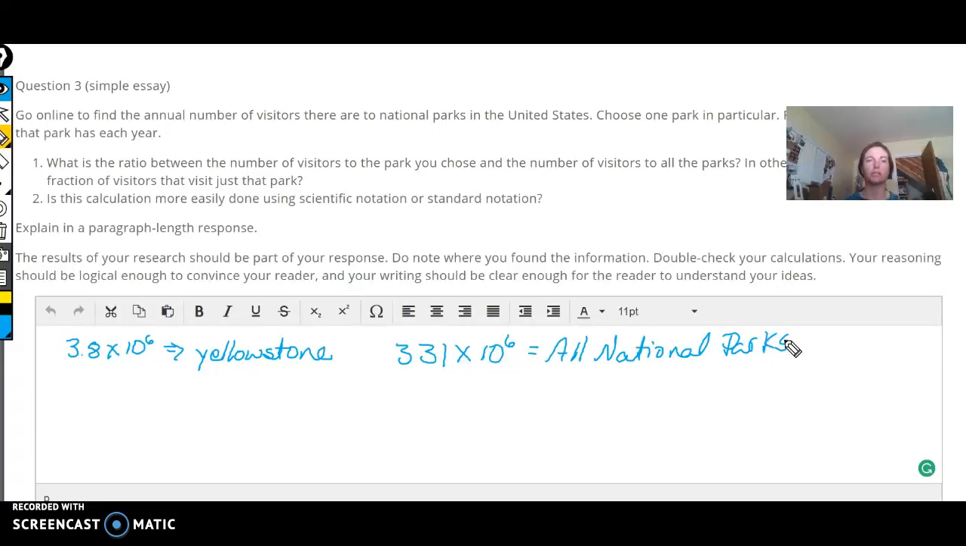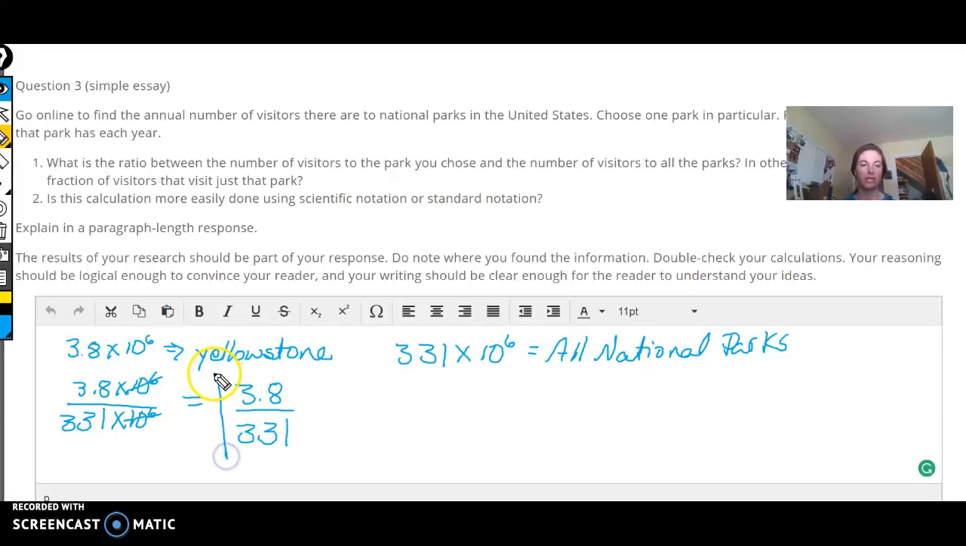Okay, what is the ratio between the number of visitors to the park you chose and the number of visitors to all parks? In other words, what is the fraction of visitors that visit just Yellowstone? Okay, so basically that is 3.8 times 10 to the 6th over 331 times 10 to the 6th. Well, if you look at that, those cancel out. So we've got 3.8 over 331. So that's just over 1% of the total national parks visitors were going to Yellowstone National Park. Okay, so this is actually what we're looking for, 3.8 over 331, because those 10 to the 6th cancels out.